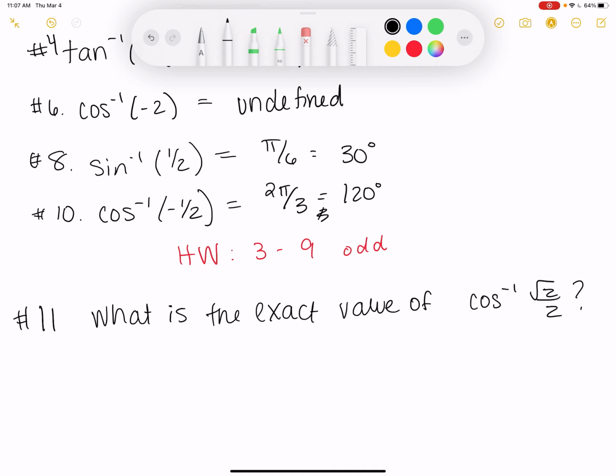Okay, so think about your unit circle, where cosine, the x value, is root 2 over 2, and then think about where it has to occur, and then go from there.